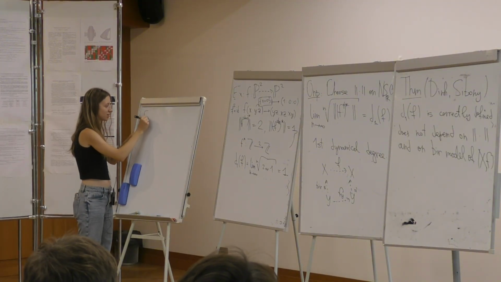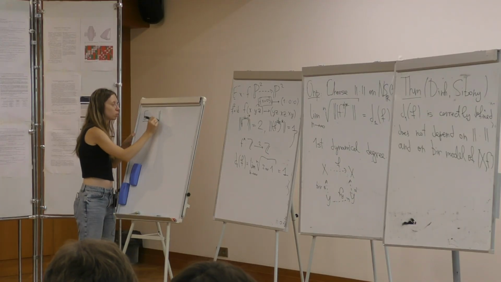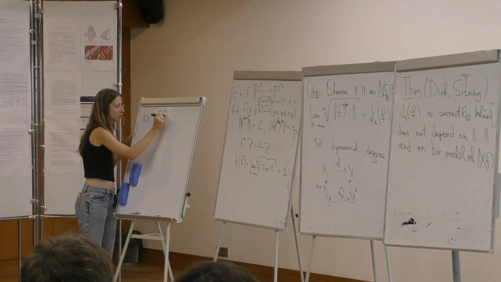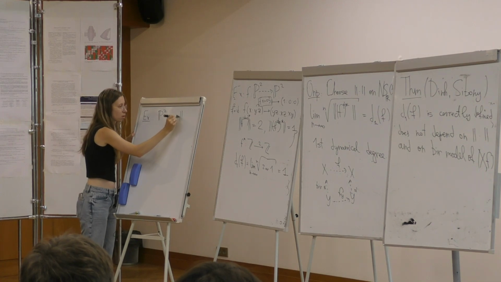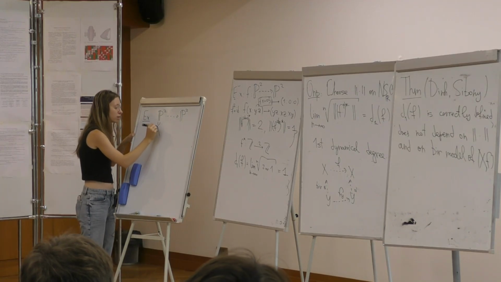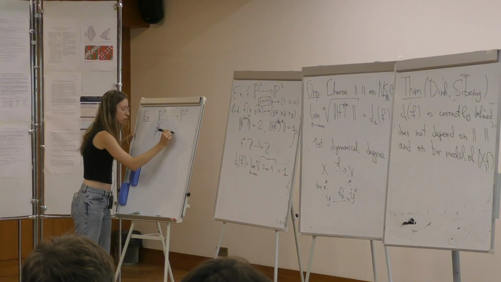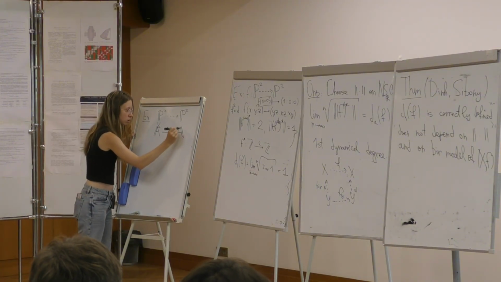So another example: we have P2 to P2, and a birational automorphism which is defined on just a chart.